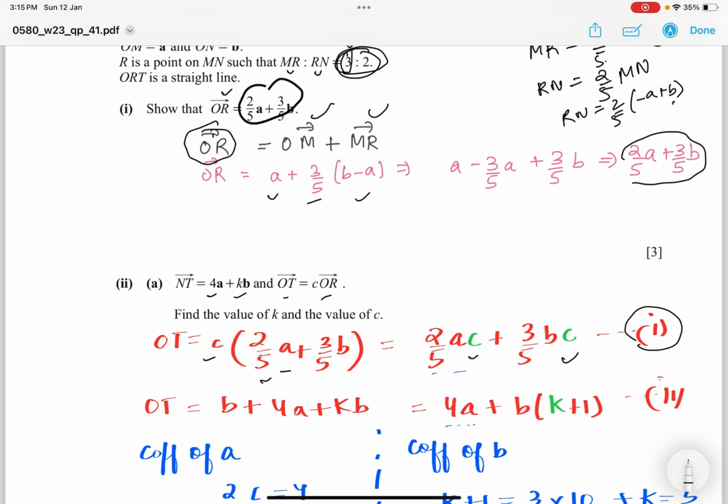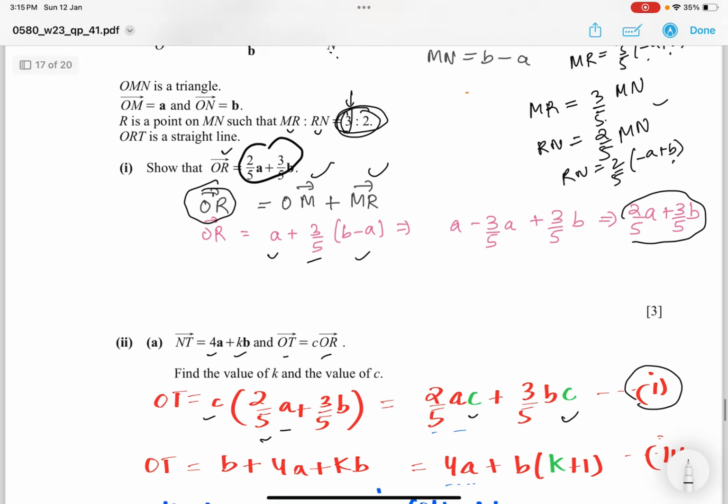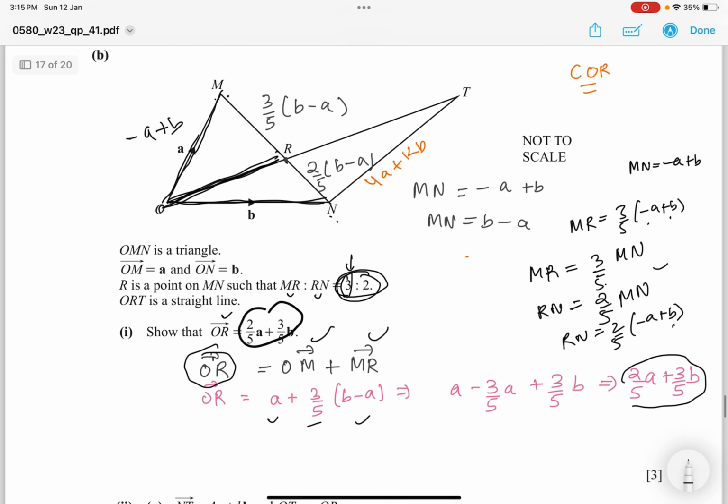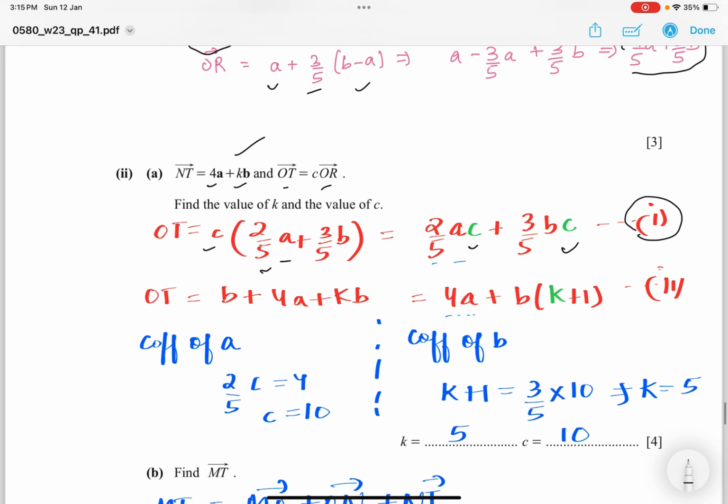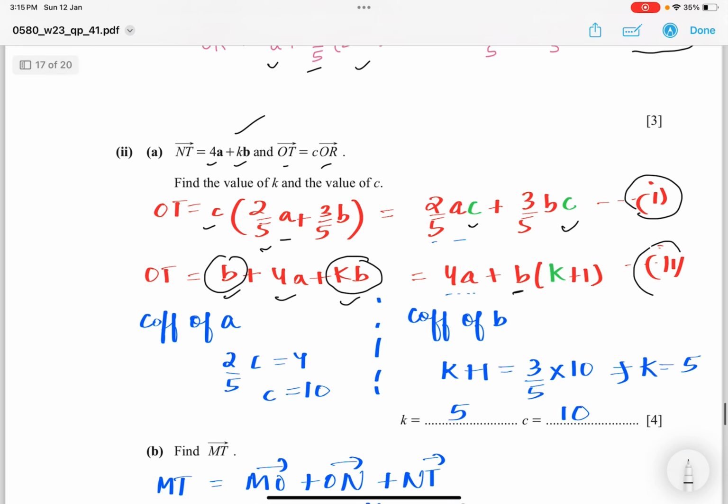Now OT, we have to go from O to T. That will result in B plus NT. Yes or no? B plus NT, and NT has been given to us as 4A plus KB. So it is like this. It will give us B plus 4A plus KB. Now, if I take the B terms together and take B common, it will result in this one, the second term.